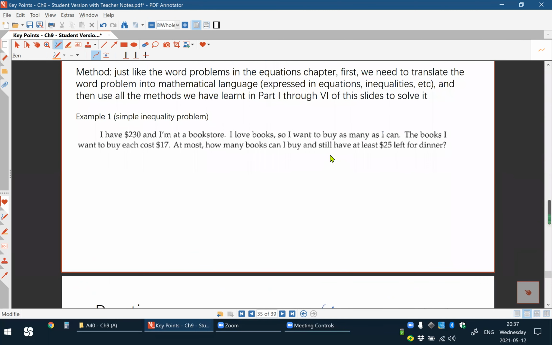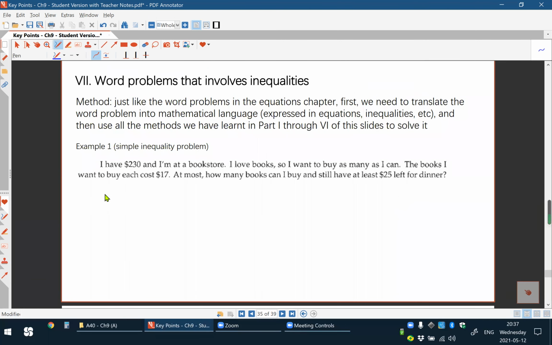Okay, example 1. This is a simple inequality problem. Okay, so first of all, I have $230 and I'm at a bookstore. I love books, so I want to buy as many as I can. The books I want to buy each cost $17. At most, how many books can I buy and still have at least $25 left for dinner?